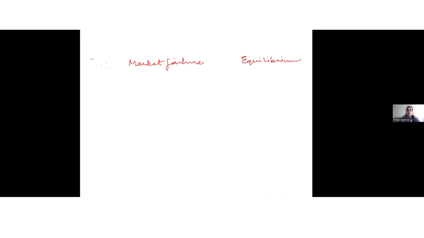Okay, so do you know what is equilibrium in microeconomics? Simple demand and supply model. Our simple demand and supply model in microeconomics includes the demand curve and the supply curve. And wherever these two intersect, this is our equilibrium point, where we have market clearing price and market clearing quantity.